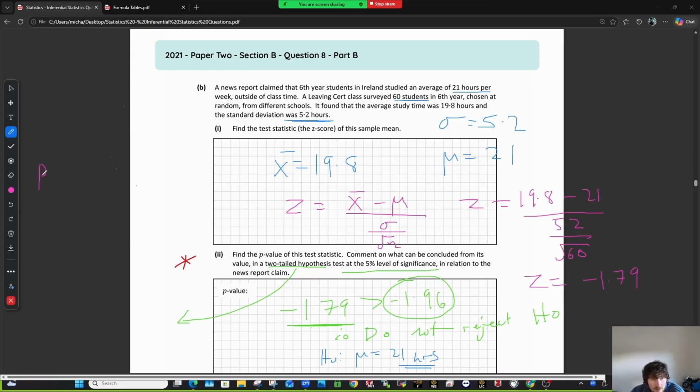Now we've got to get a p-value. What did I tell you earlier on? P-value is just an area, and it just follows this formula of 2 times 1 minus the probability that z is less than the modulus of your test score. Call it z1 there.